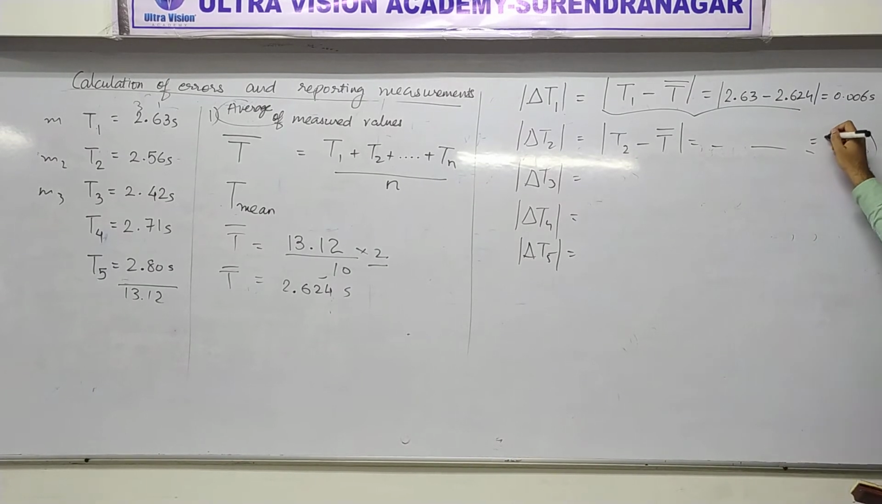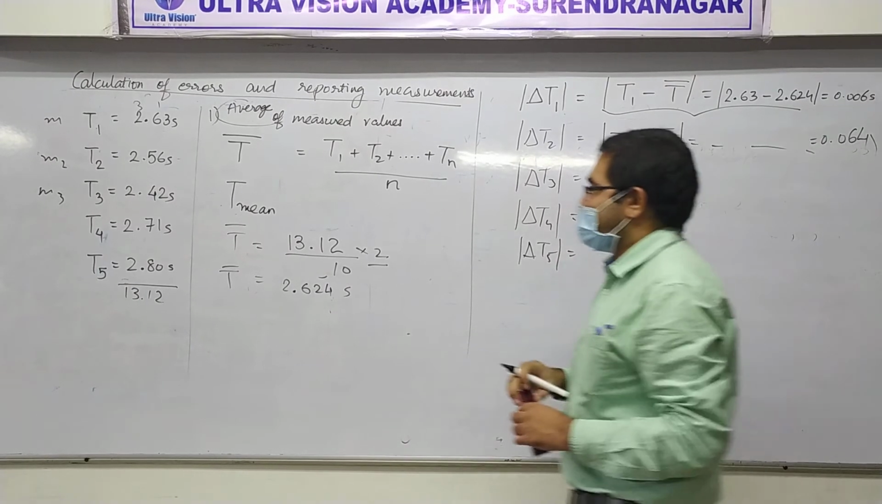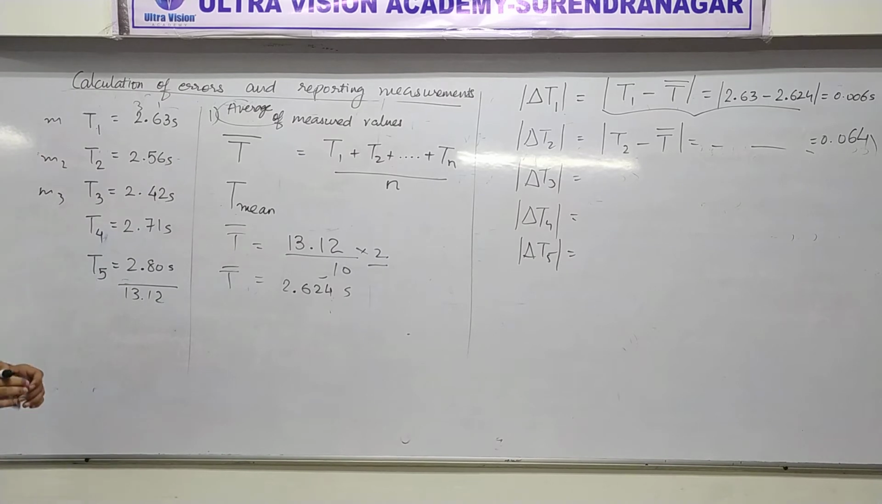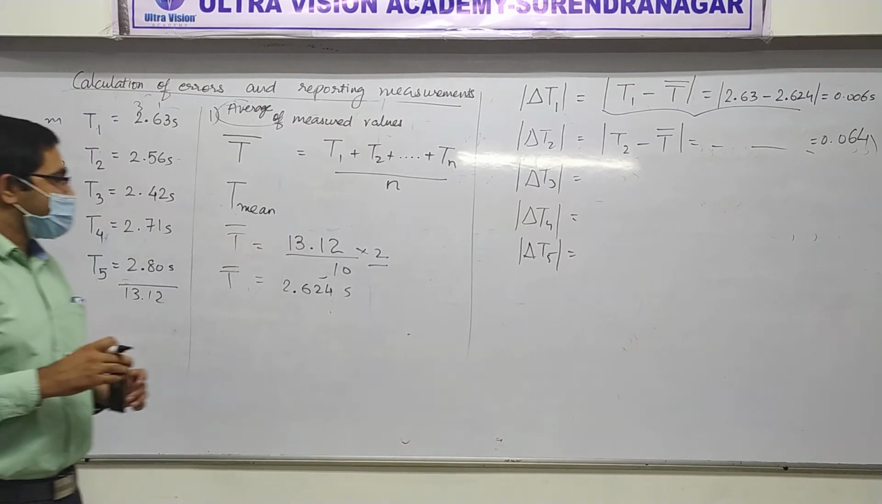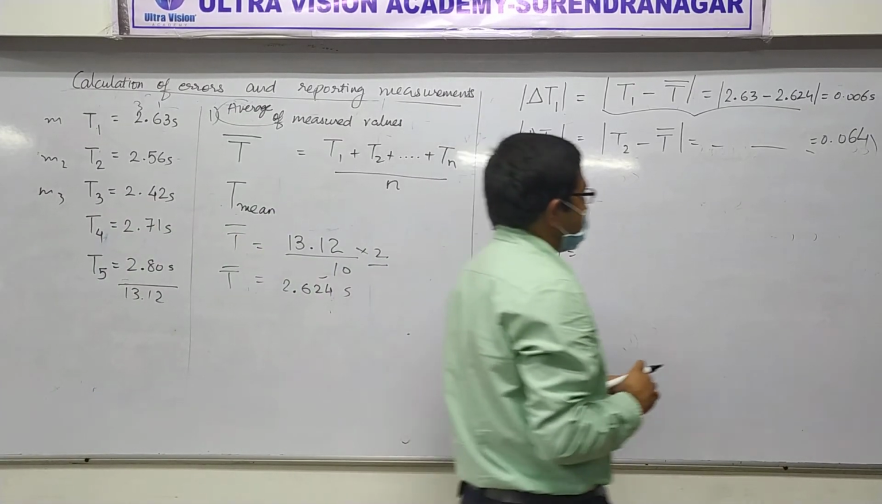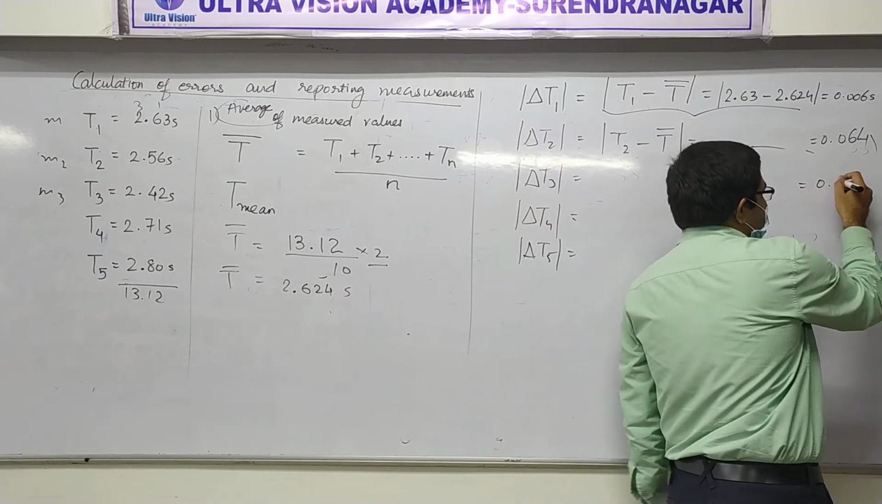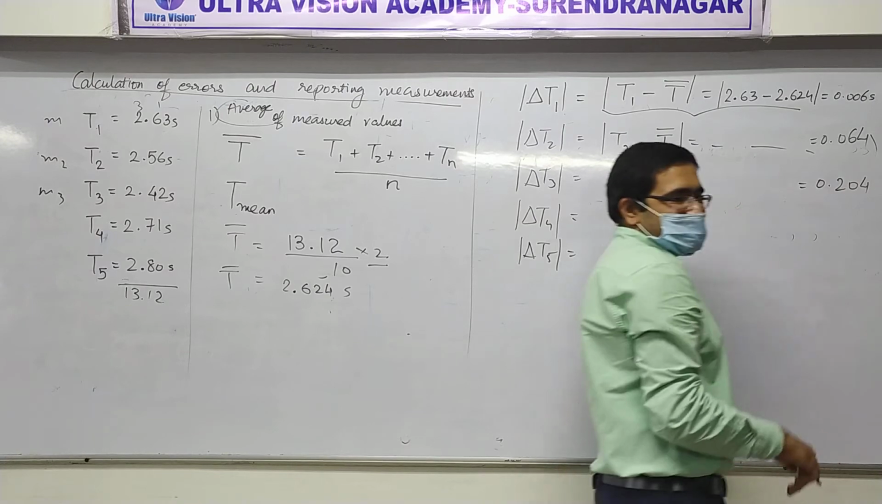What's the second one? 0.064. Yes or no? Yes. Okay. Third one. 2.42. Done. 0.204. Correct.